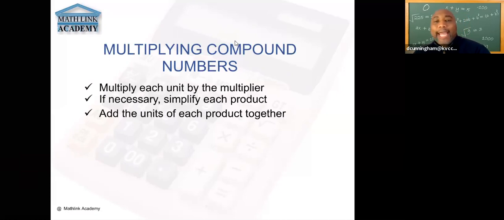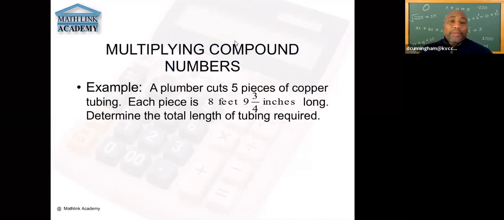So, multiplying compound numbers. First thing, we multiply each unit by the multiplier, and if necessary, simplify each product. And I will show you that. And then we're going to add the unit of each product together and always simplify our answer. So let's look at an example of what we're talking about.